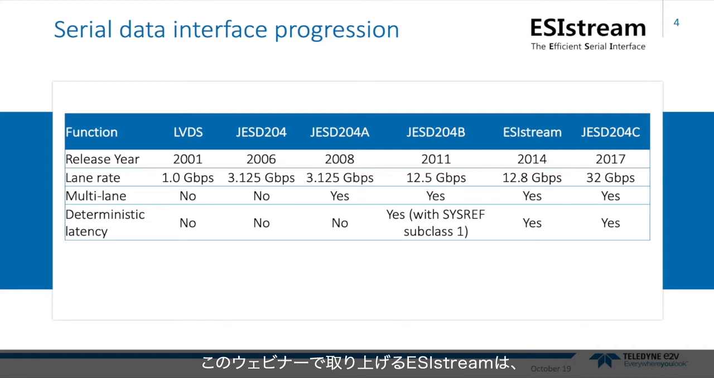ESIstream, the subject of this discussion, represents the only alternate high-speed data interface option. Even its initial iteration provides optimal serialization features, including support for multi-lane and, critical in many applications, deterministic latency. Determinism is the ability to specifically identify the time relationship between a data sample point and the point in time the data associated with that sample emerges on the interface.